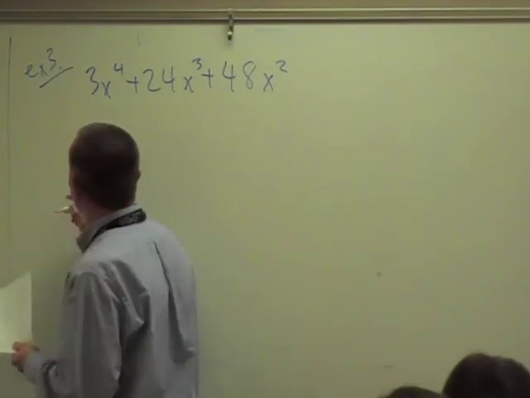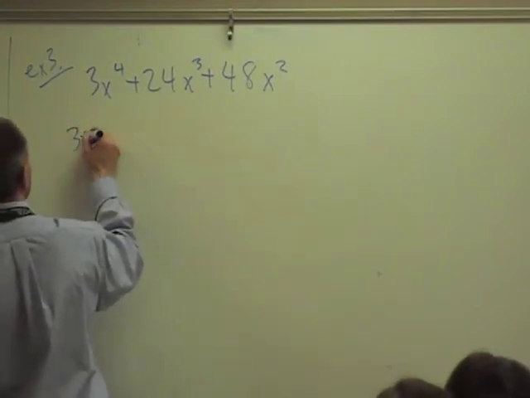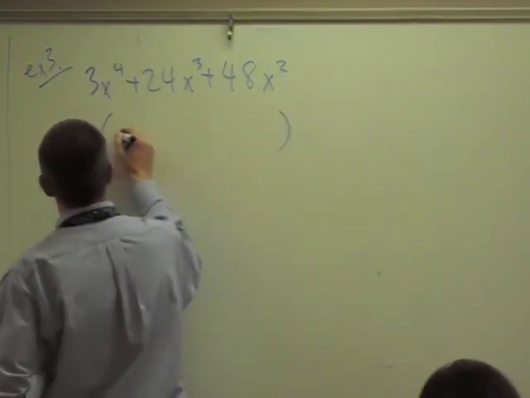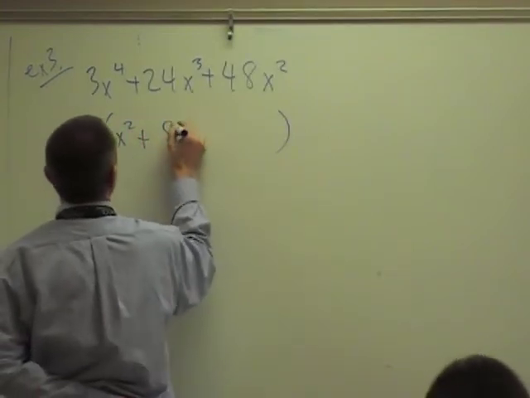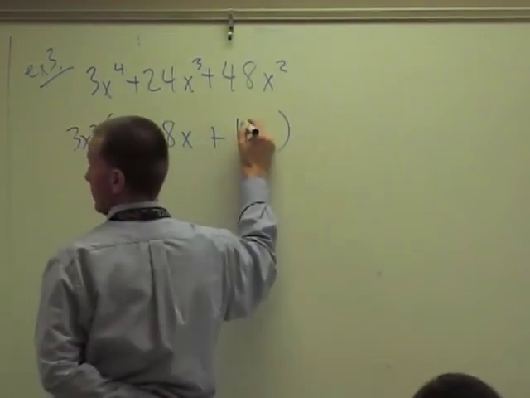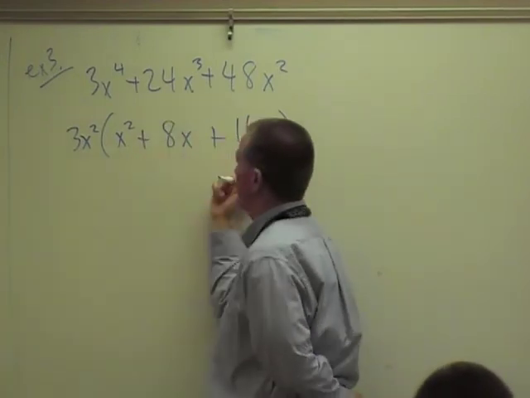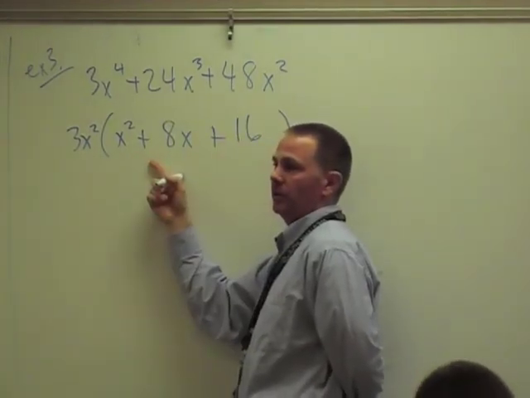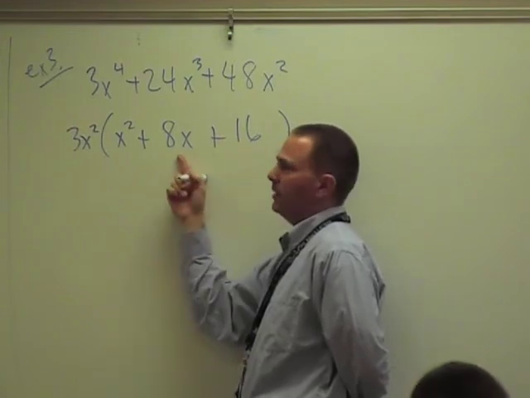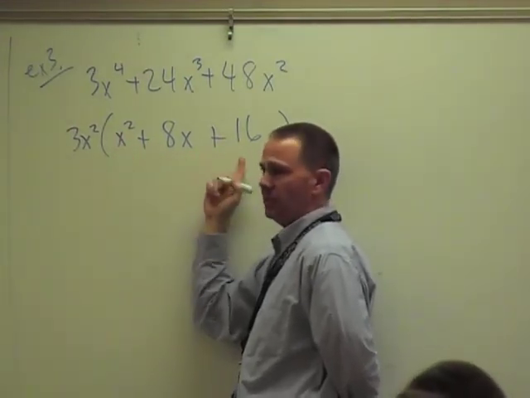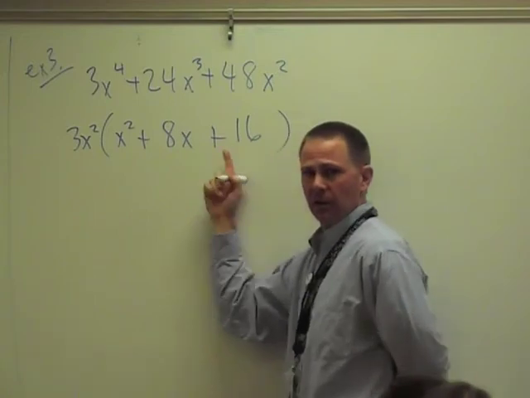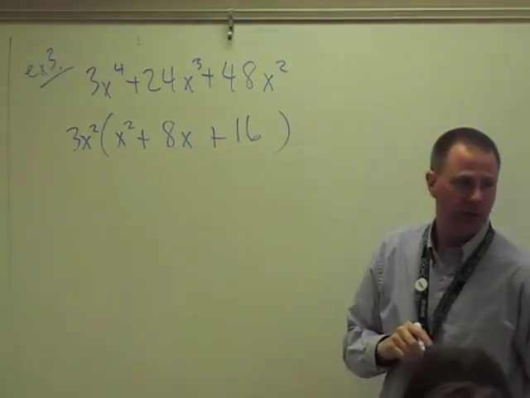3x squared. Now we can take 3x squared out. That's what I took out. That's what you should have done. And that gives me x squared plus 8x. Good. Now, doesn't that look familiar? Well, you can't factor this. There's a 1 right here. This one would be really easy to factor. How do you factor that trinomial?